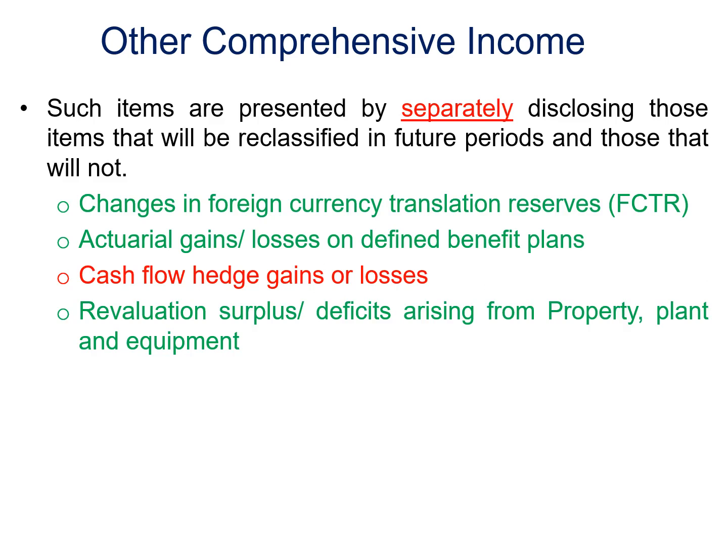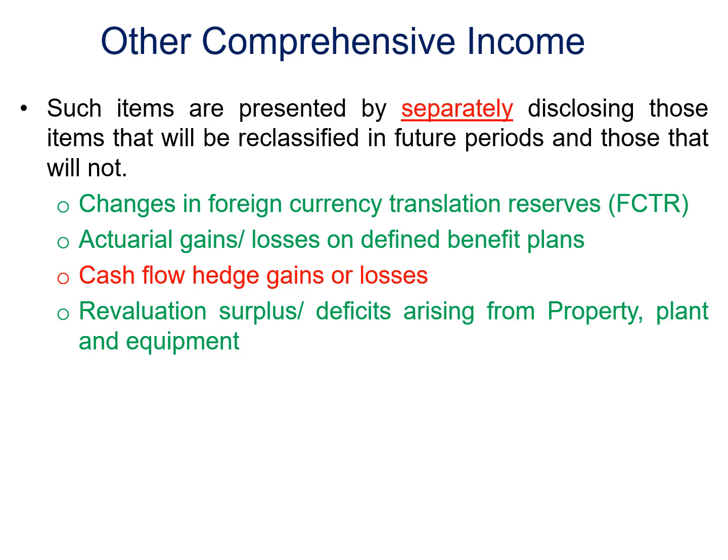So now looking at the items of other comprehensive income that we have and their treatment, we'll be required to show separately in our statement of other comprehensive income any changes in foreign currency translation reserves, actuarial gains or losses on defined benefit plans, cash flow hedges and revaluation surpluses and deficits from property, plant and equipment. However, just to reiterate, only cash flow hedge gains or losses are recycled. The other 3 are never recycled.